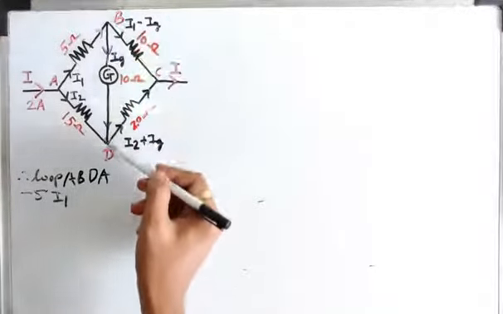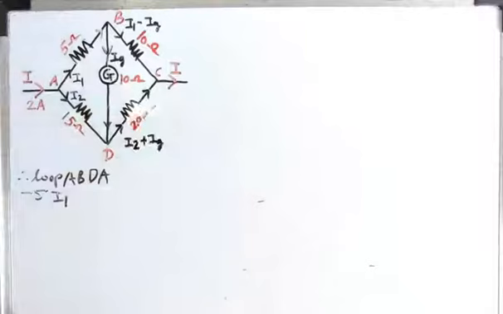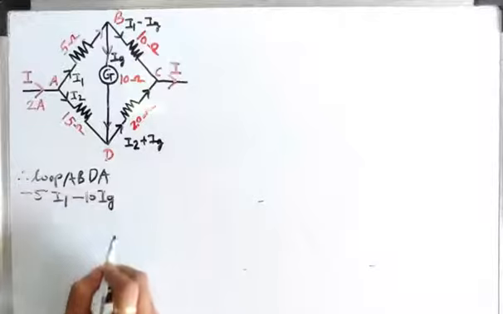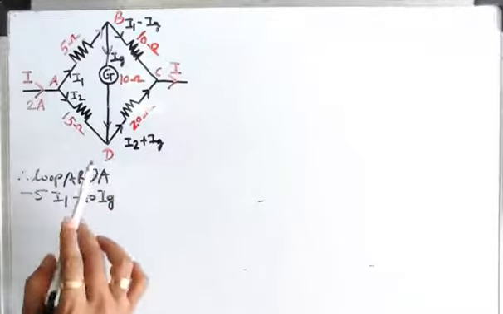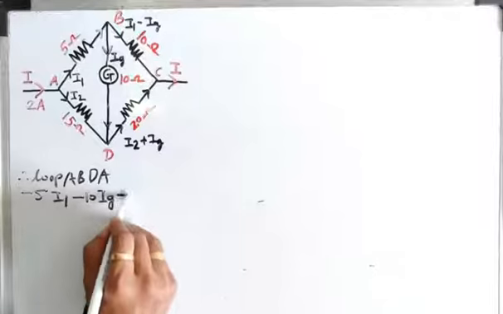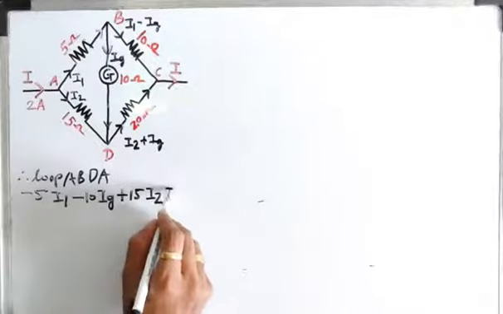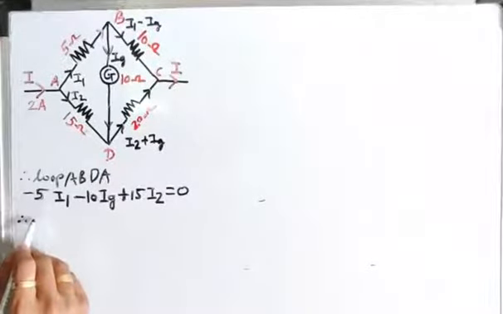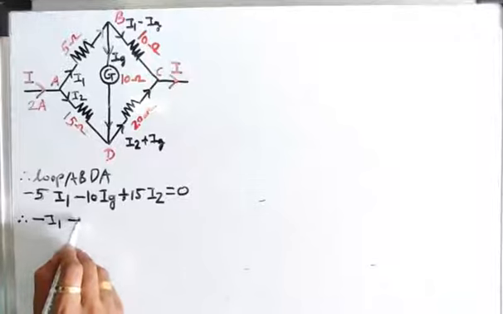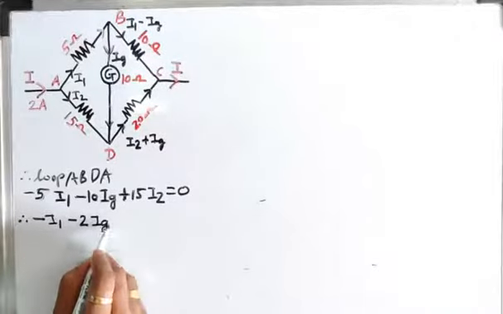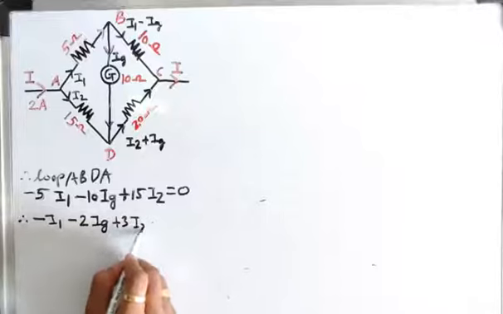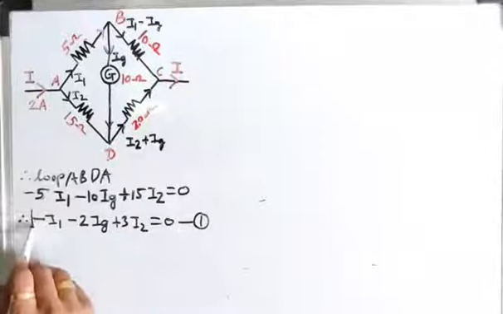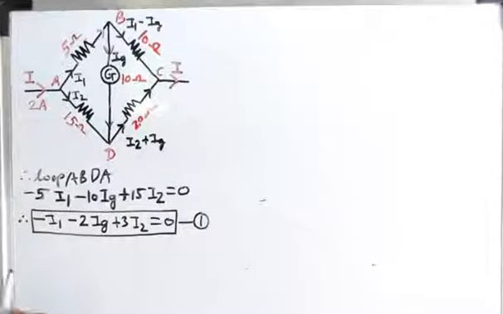When we are moving from B to D, the direction of flow of current IG is in the same direction of the tracing of the loop. So therefore minus 10 IG. From D to A, the direction of flow of current is opposite to the tracing of the loop. Therefore plus 15 I2 is equal to 0. Therefore we can write this as minus I1 minus 2 IG plus 3 I2 is equal to 0. Let this be equation number 1.